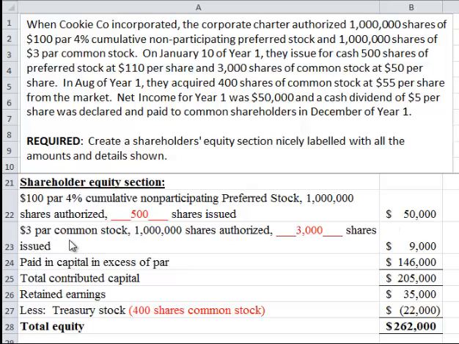Here's the name of the common stock, $3 par. Here's the shares authorized and the shares issued. Here's the paid-in capital in excess of par for both shares. It was combined. Here's the total contributed capital, which is all three of those added up. Here's our retained earnings. Here is our contra account. I've showed it with brackets just to emphasize that it is a minus. That includes 400 shares of common stock, and that may or may not be indicated on the face. I've got it in parentheses. And then add up the total contributed capital, retained earnings, subtract the treasury stock to get your total equity.